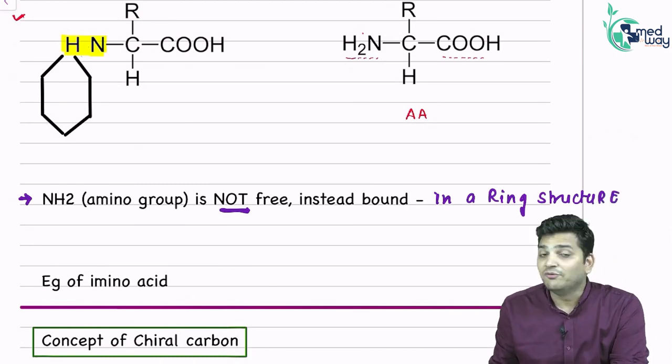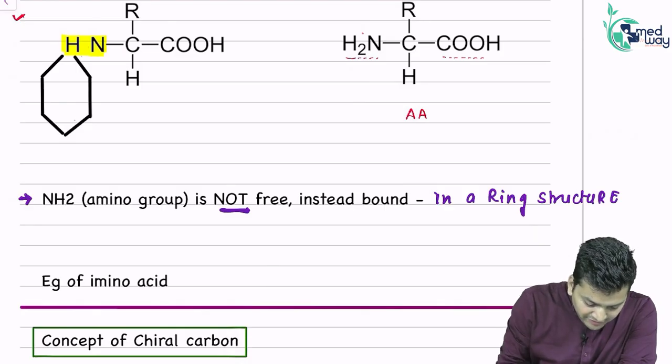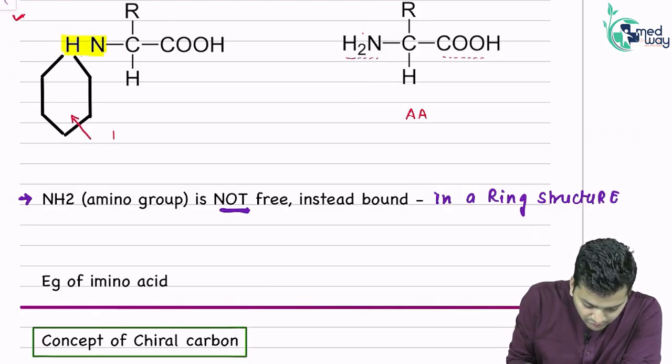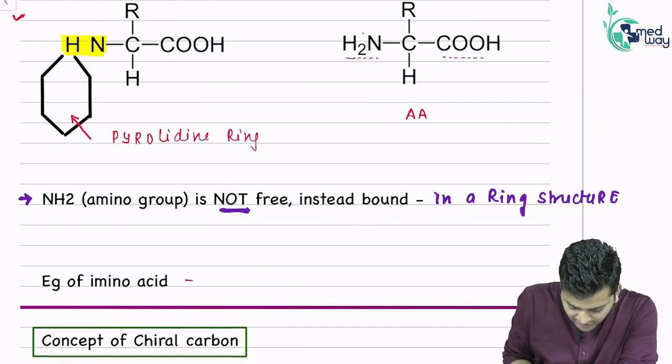And what is the name of this ring? This is the pyrrolidine ring. If they want to ask you a difficult question, they will ask you what is the name of this ring? Pyrrolidine ring. And what is the name of this molecule? The name of this molecule is proline.